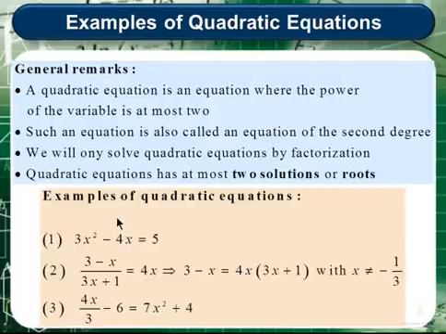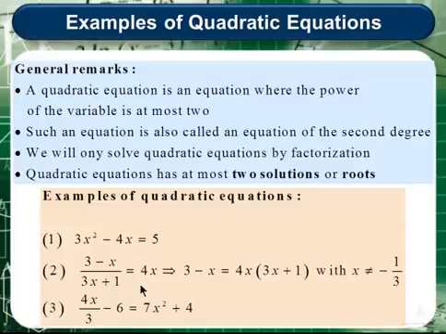Here we have three examples of quadratic equations. In example number 1, we have a term which contains the unknown to the power 2, another term where the exponent or the power of the unknown x is 1, and on the right hand side we have a constant term, of course, where the exponent of the unknown x is 0.